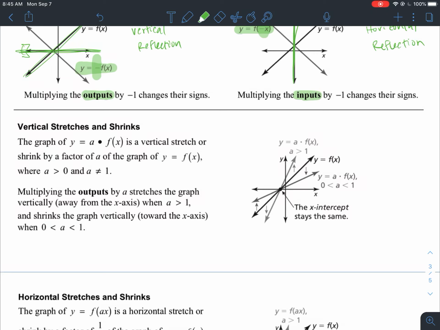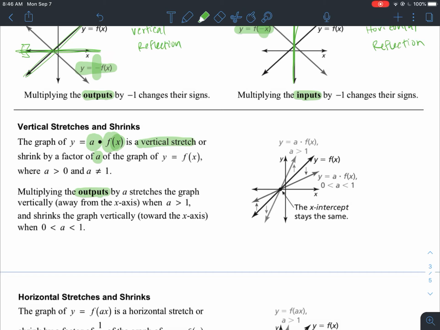Alright, vertical stretches and shrinks of the graph of y equals a times f of x. So let's make a guess. We have a multiplying f of x. A is outside of our function, so that means we're going to have a vertical stretch. Again, it's going to affect our outputs, which is our y variable. And then you're going to have a vertical stretch or a shrink by a factor of a of the graph of y equals f of x, where a is greater than 0.